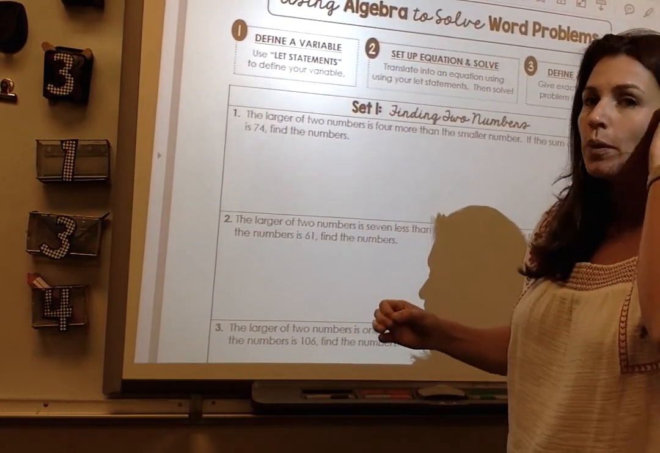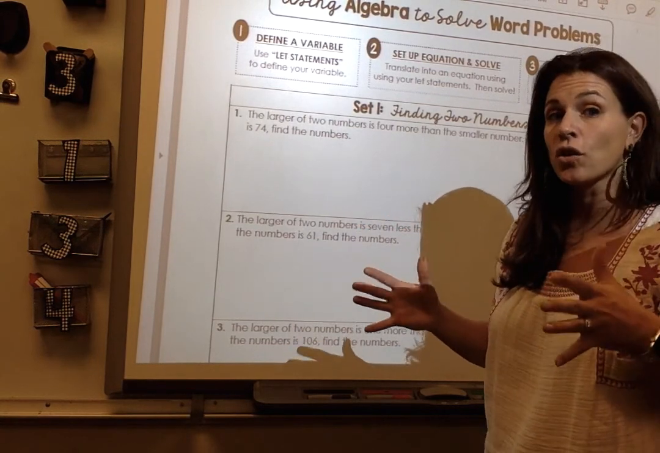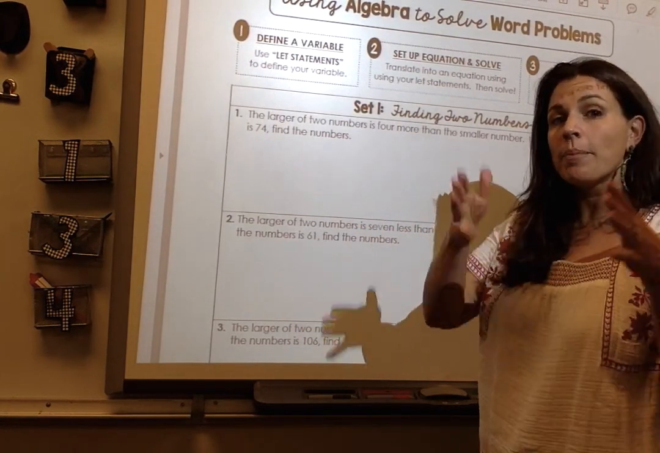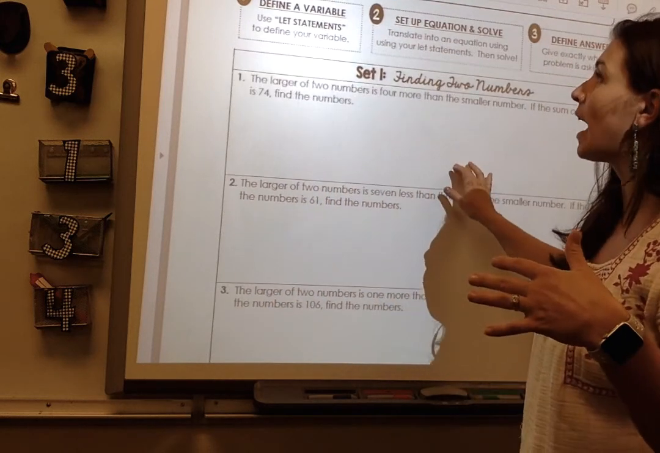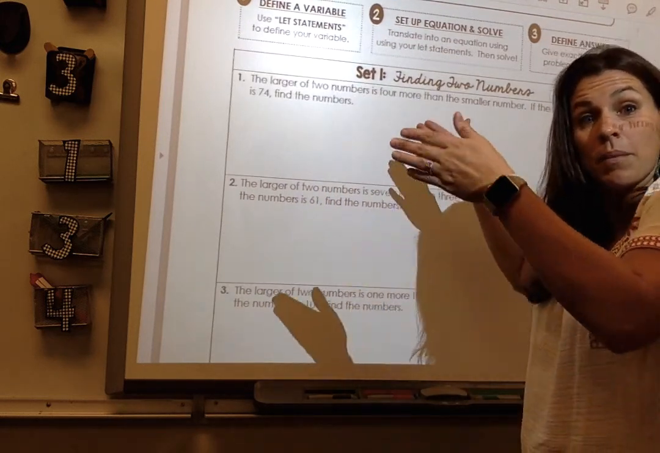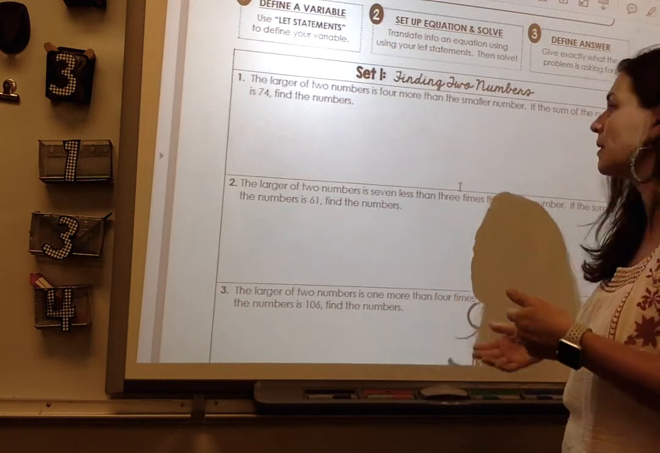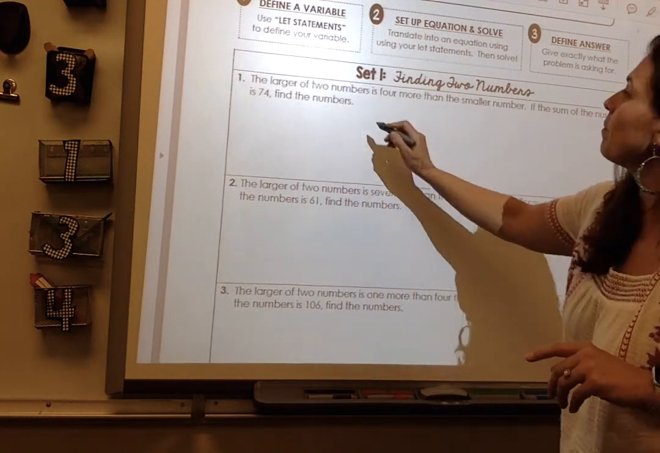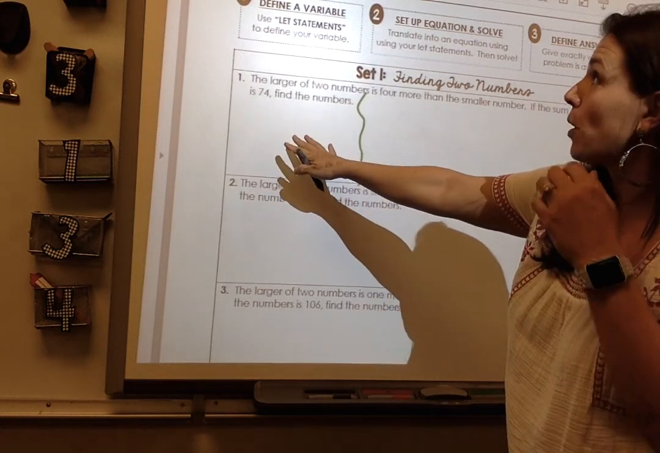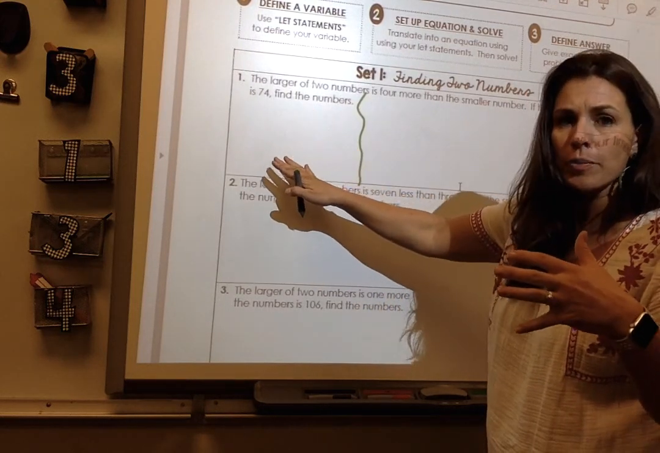But when you do word problems in here, I want them done a certain way. I want them broken up into 3 pieces. So you're going to notice I'm going to actually divide each word problem into 3 pieces. So this first one, finding 2 numbers. My first part of this problem is to define a variable.